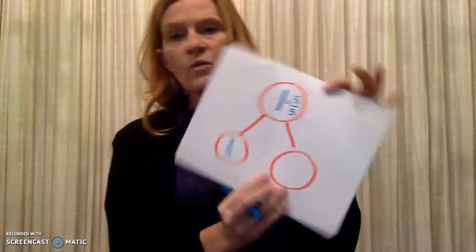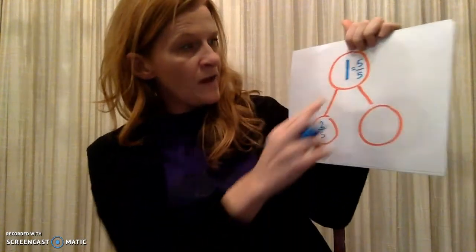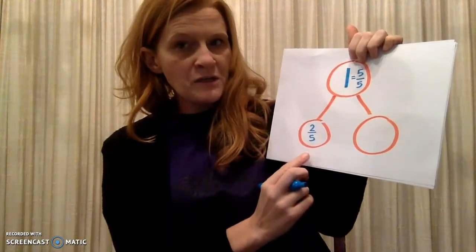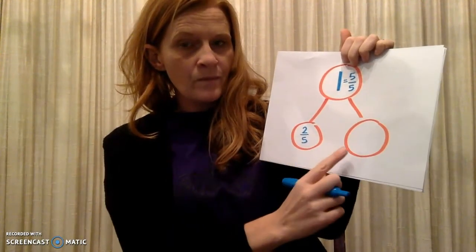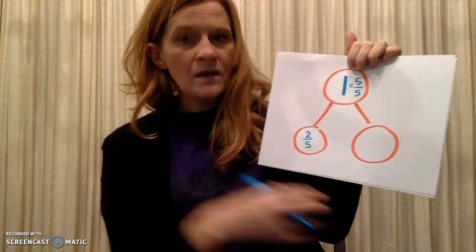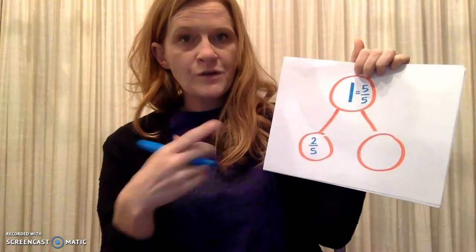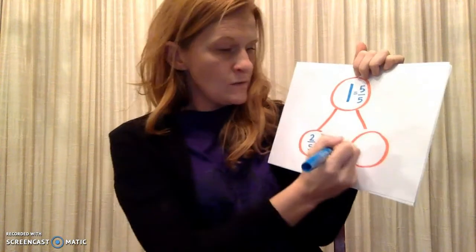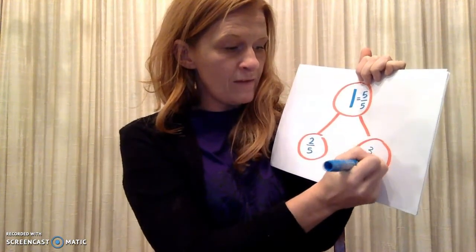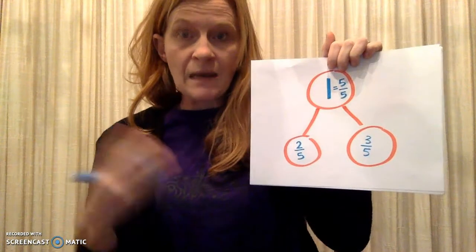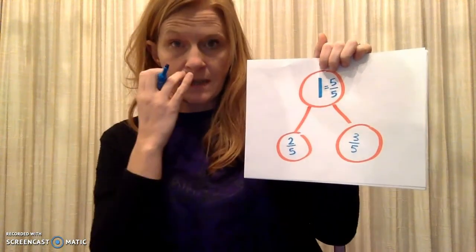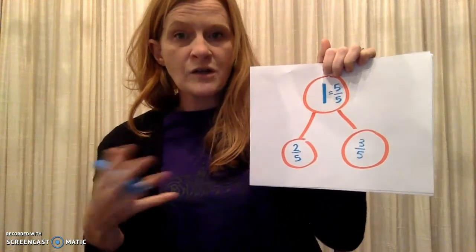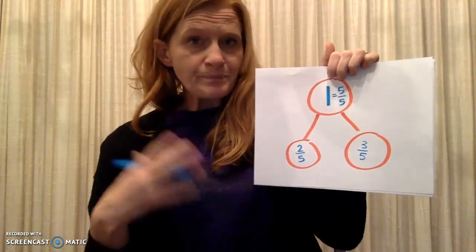So up here, next to my number 1, I'm going to say, if I'm talking about fifths, then one whole equals 5/5. So if 5/5 is partitioned into 2/5, what would my other box be? I can think, what do I add to 2 to equal 5? So I would have to have 3/5 in this box. Now, let's say I wanted to compare these two fractions and decide which was bigger, 2/5 or 3/5. I can draw this out and think about it.